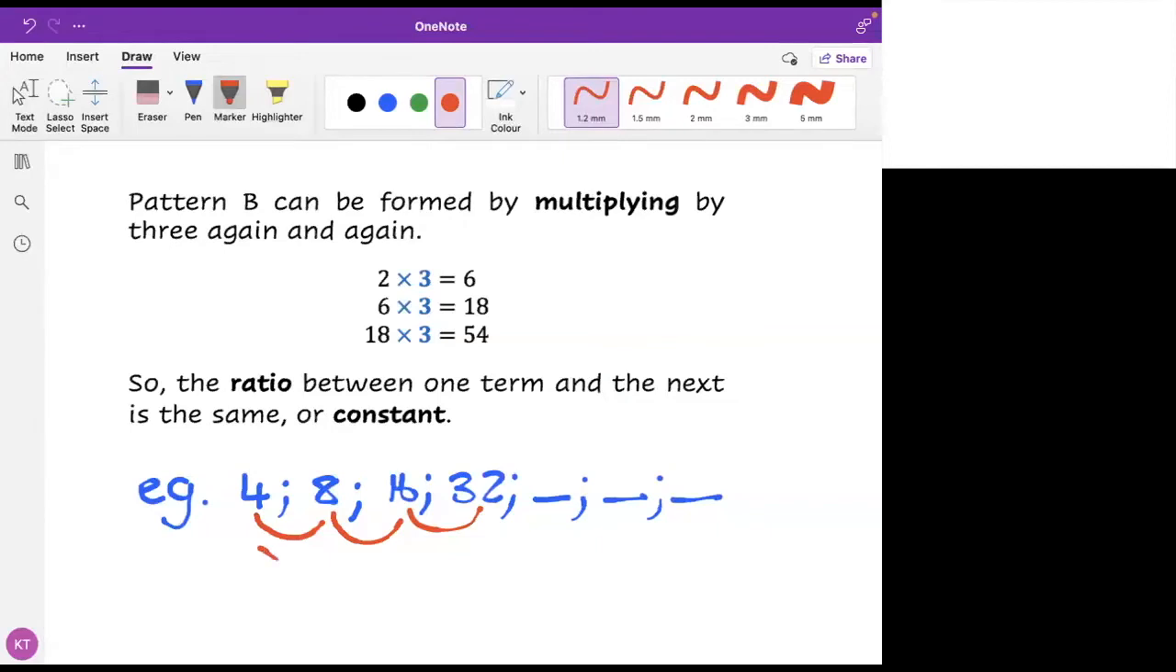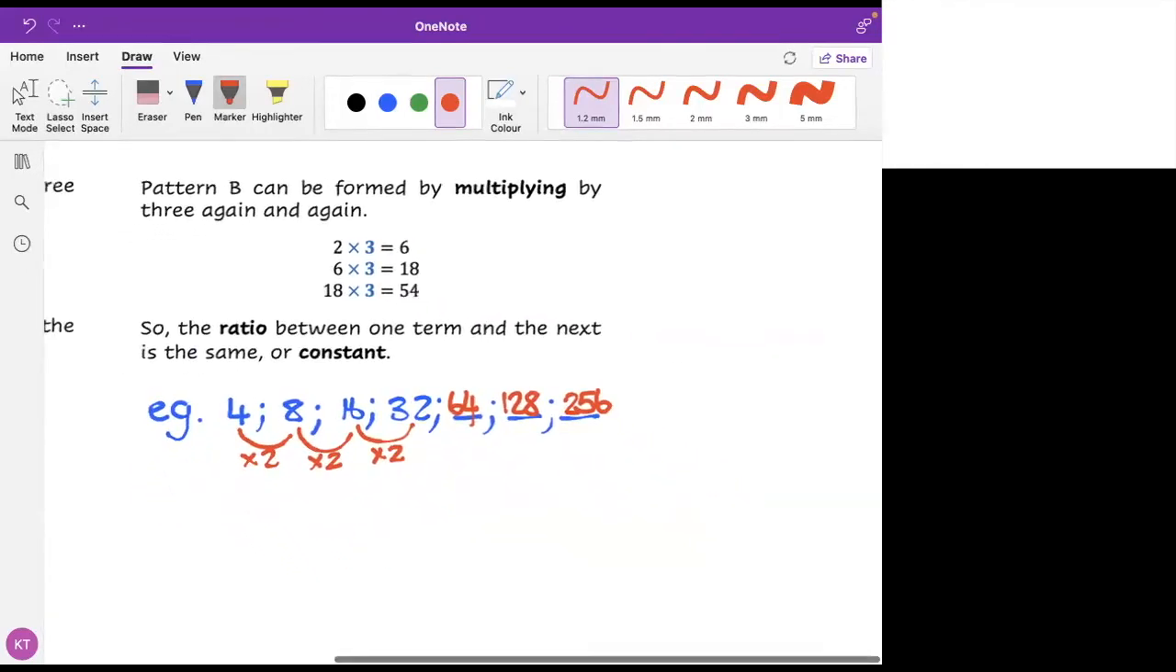Good. 4 times 2. 8 times by 2 gives me 16. 16 times by 2 gives me 32. Awesome. So now I'm going to say 32 times by 2 will give me 64. 64 times by 2 gives me 128. And 128 times by 2 gives me 256.